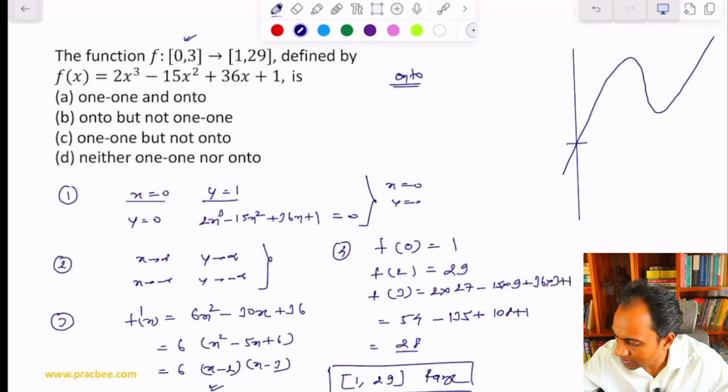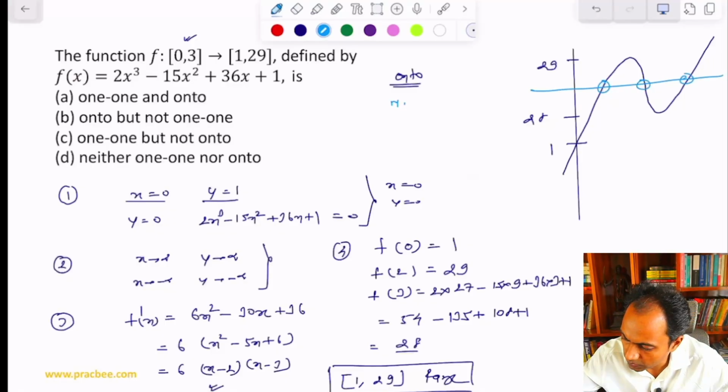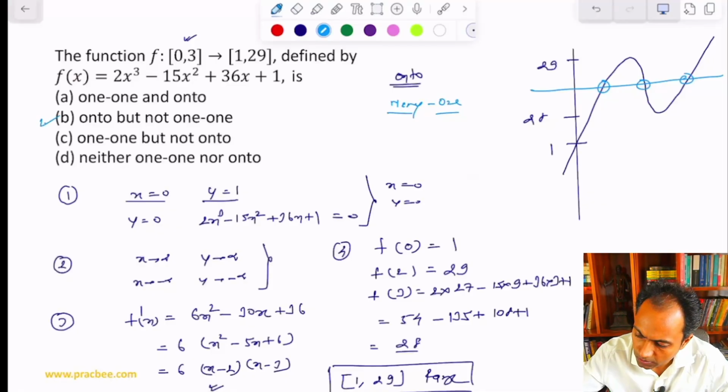What you will understand is, this value is 1, this value is 28 and this value is 29. If I draw a line here, it is going to cut the curve at more than 1 point, so this is not a one-one function, it is a many-one function. Hence option B comes out to be correct.